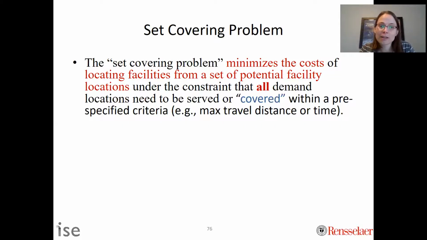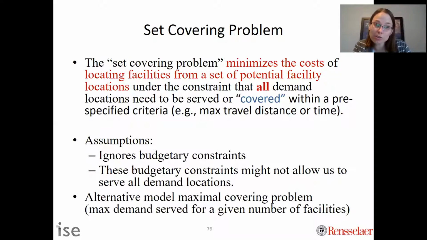So that could be a maximum travel distance. You have to be within 30 miles or 30 minutes from every demand location. You might have to be adjacent to some region, or however you want to define this. But it has to be pre-specified, and the word that I think is really critical and is bolded is the word all. So all demand points have to meet this criteria.